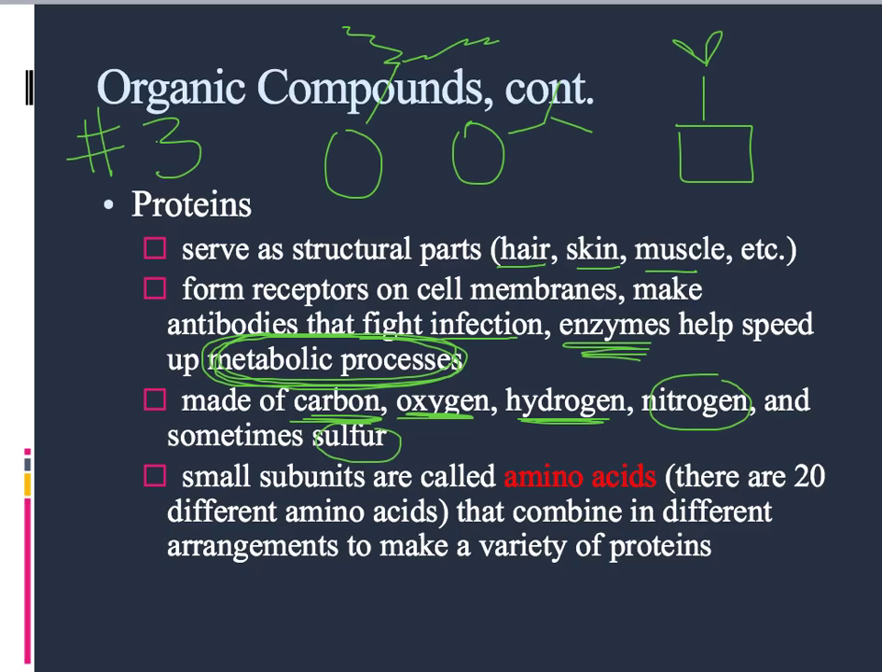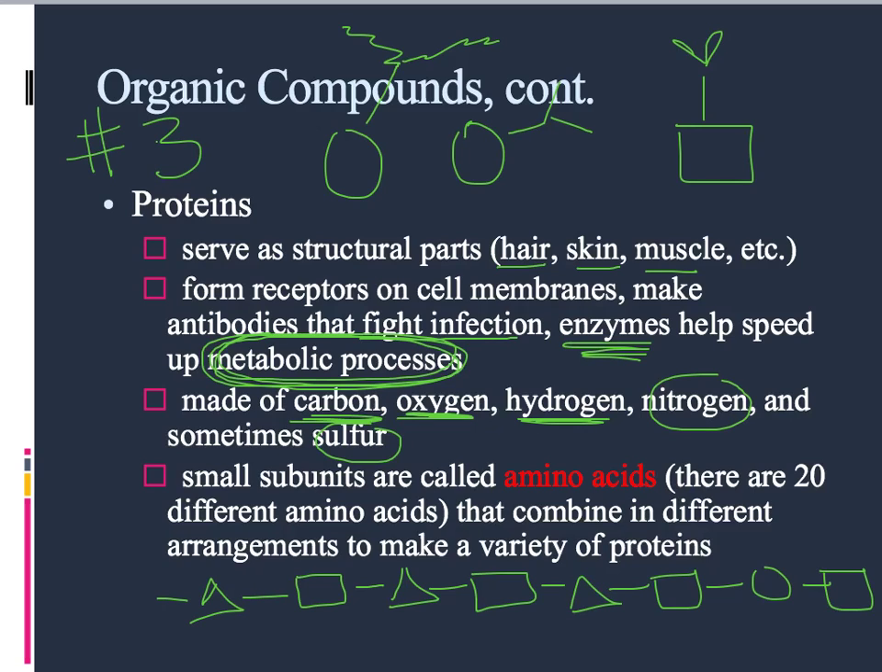Because proteins are a macromolecule, that means they have huge structures, right? Big long chains of smaller parts. In this case, the smaller parts, let's pretend we've got a big long protein here. These smaller parts are called amino acids. So each one of these little shapes is its own amino acid. There are about 20 of them.